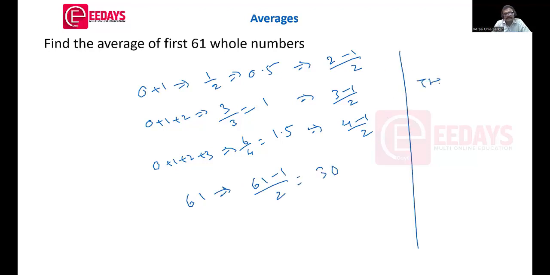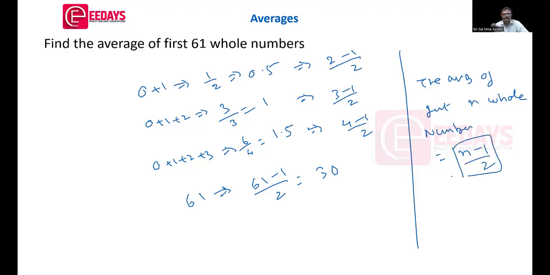Here the average of the first n whole numbers is (n minus 1) by 2. Okay, either you learn these by heart, or otherwise just leave it. Just to find the generalized value, you will get the answer.